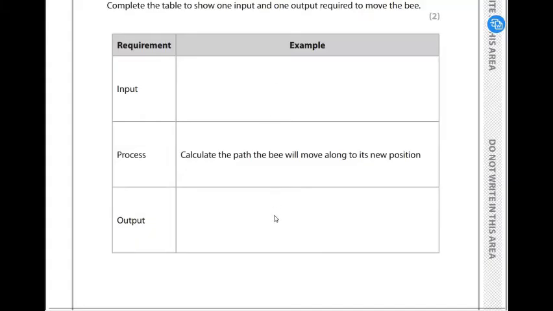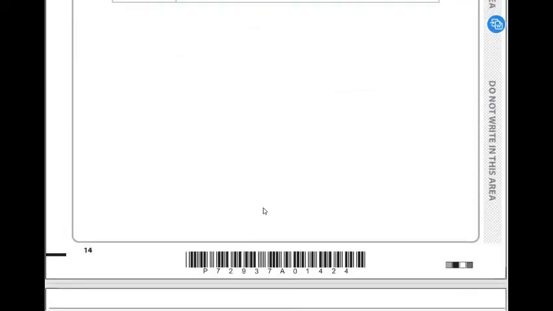Output, you'll have 3 options. You could say the B appears in its new position, or the B flies in its new position, or the B faces its new direction. If I was doing this, I would say for input, enter the direction the B will face, and as the output, the B will face its new direction. Done. Simple. Shall we press on?